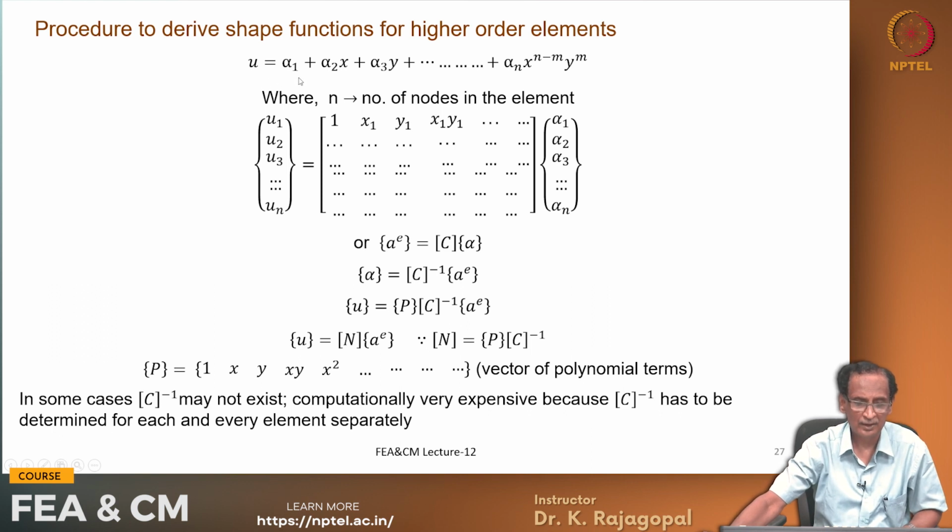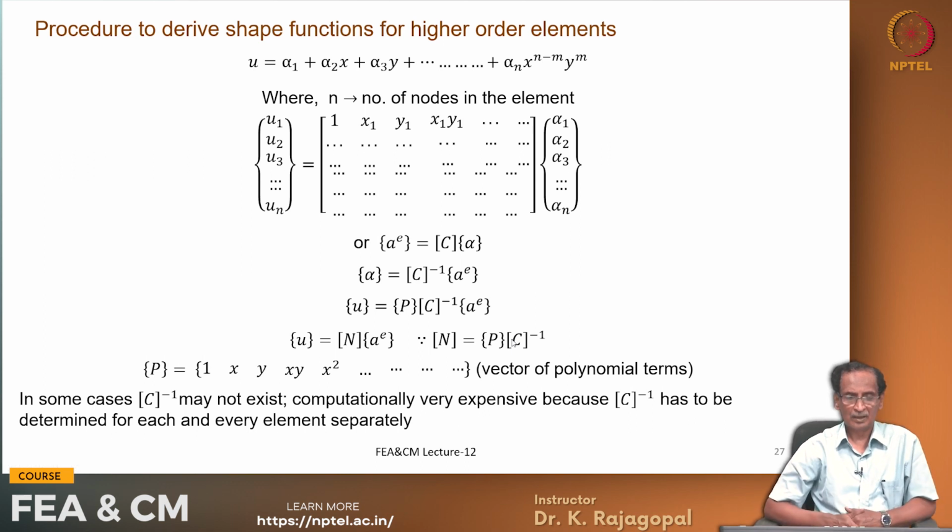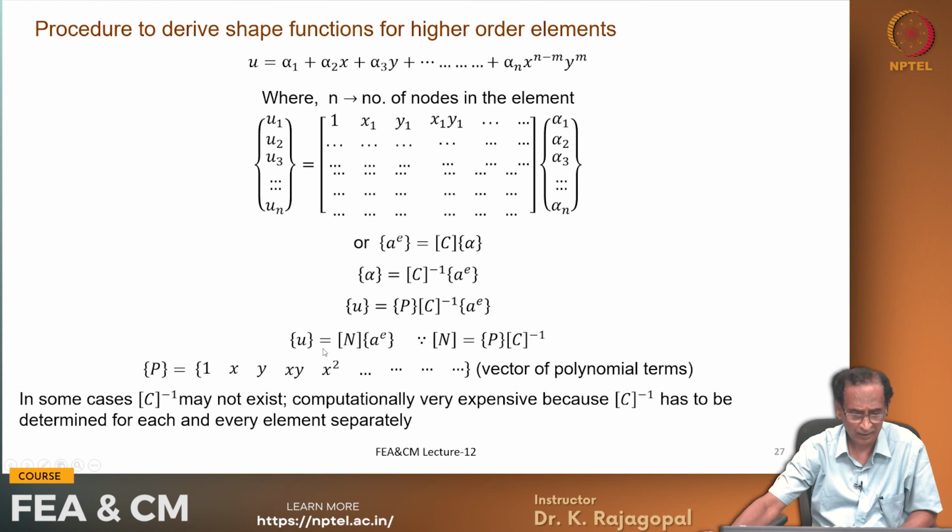So, let us say that your u is alpha 1 plus alpha 2 x plus alpha 3 y and so on, okay, and our u is this coordinate matrix C multiplied by this alpha, alphas are the generalized coordinates. So, our alpha can be determined as C inverse times u, and our u can be P alpha, where P is the polynomial series 1, x, y and so on. Okay. And so, our N can be P times C inverse, okay, and P is the vector of polynomial terms 1, x, y, x square, y square and so on, and C inverse is the inverse of this matrix.